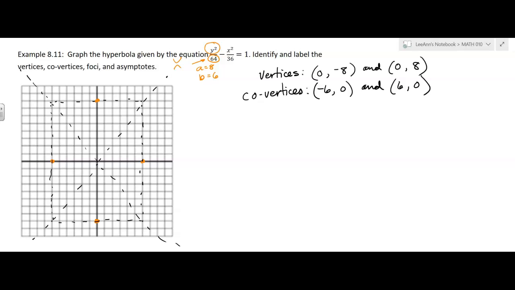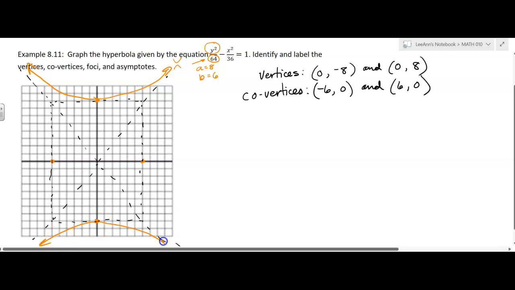Then the graph is just going to, we just draw as best we can. We're going toward the asymptote. We shouldn't cross the asymptotes. And it's not going to be perfect. Don't worry about that. So those are the branches and a basic graph of what they look like, kind of a sketch. We have the vertices and the co-vertices.